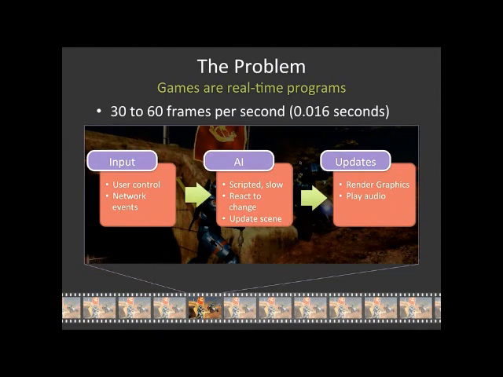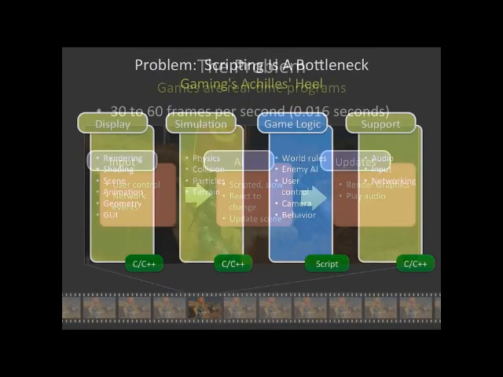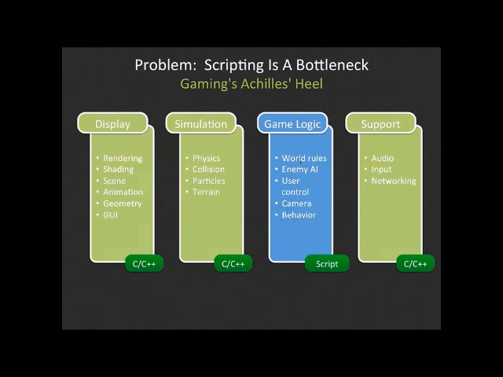So you need to respond to user input, you need to run your AI to update the scene, and then you need to render your graphics. And you don't really have a lot of time to do this. Things get even worse when you have to do this on a mobile device and you're trying to distribute your game for iOS and on devices running at 600 megahertz. So there are a lot of things on your plate that are happening at once. So that's a little bit of the challenge. And historically, a lot of people had used scripting languages.